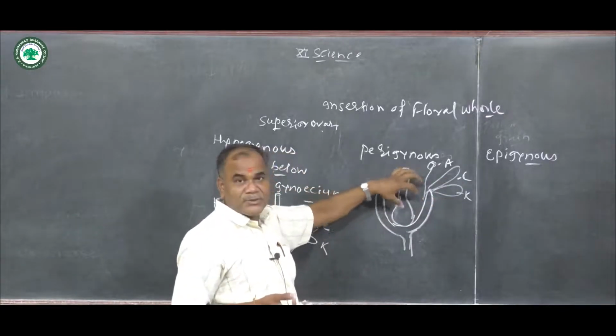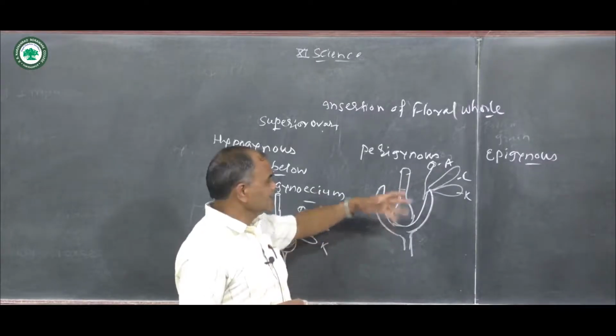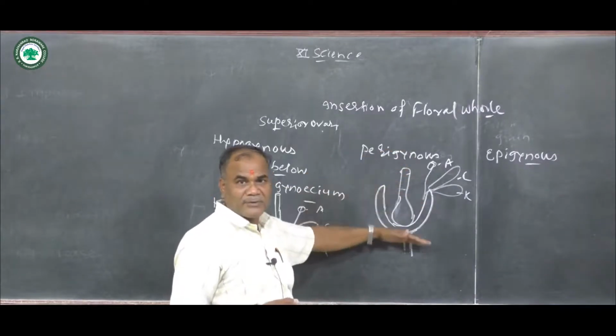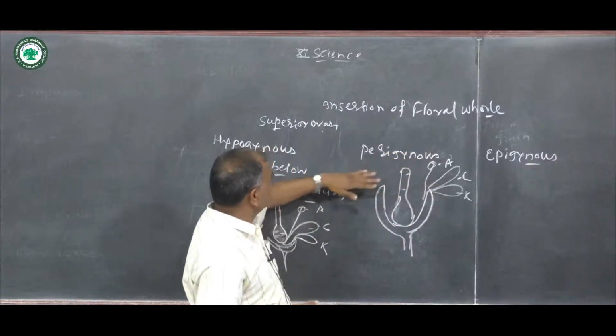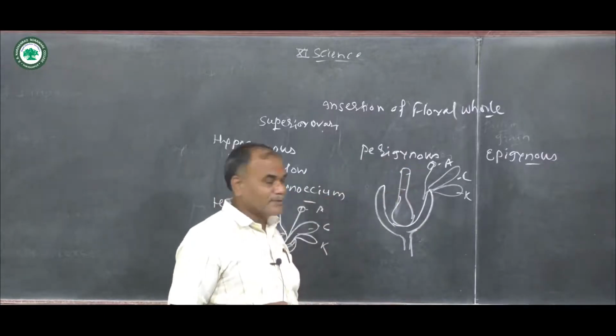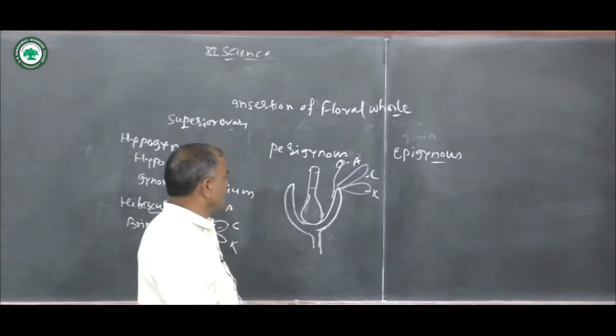These flowers are known as half superior and half inferior flowers, because they are 50-50, half in an upward and half in a downward position. So these are the half superior and half inferior. This type of flower is known as the perigynous flower. Then the next flower is the epigynous flower.